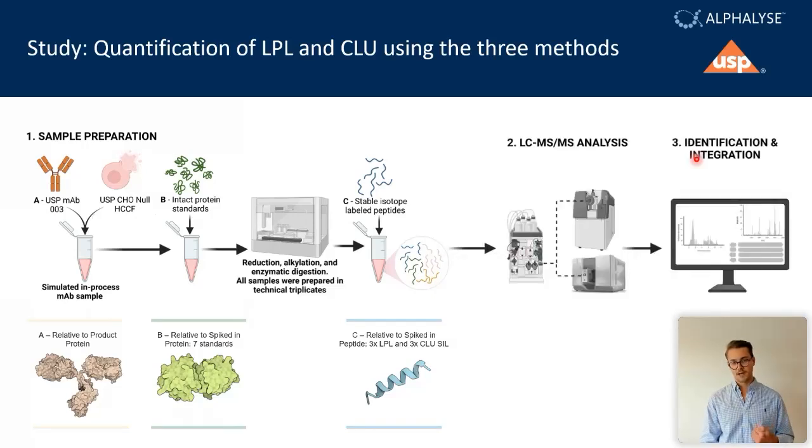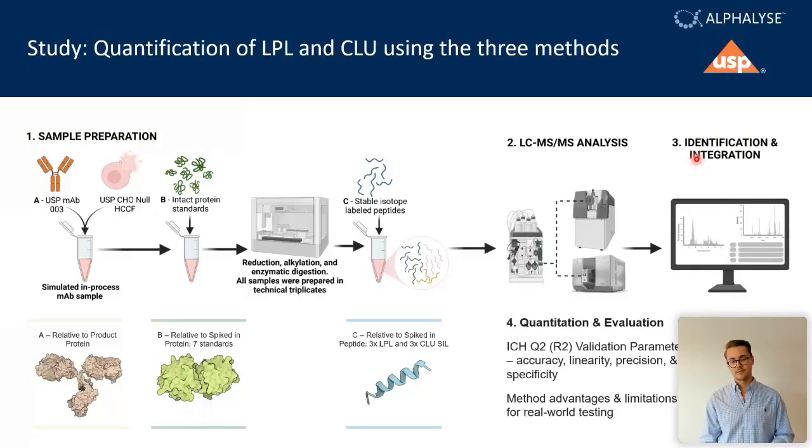This was followed by LC-MS analysis on 2 different mass spectrometers with different acquisition methods, an untargeted approach versus a targeted approach. The data was then put through identification and integration, and there was then a quantification and evaluation aspect of it as well. Here we evaluated the data against ICH Q2(R2) validation parameters, looking at accuracy, linearity, precision, and specificity, so we could get a good comparison of these 3 methods from the same data set. And then we will also assess the method advantages and limitations based on the real world observations, I would say.